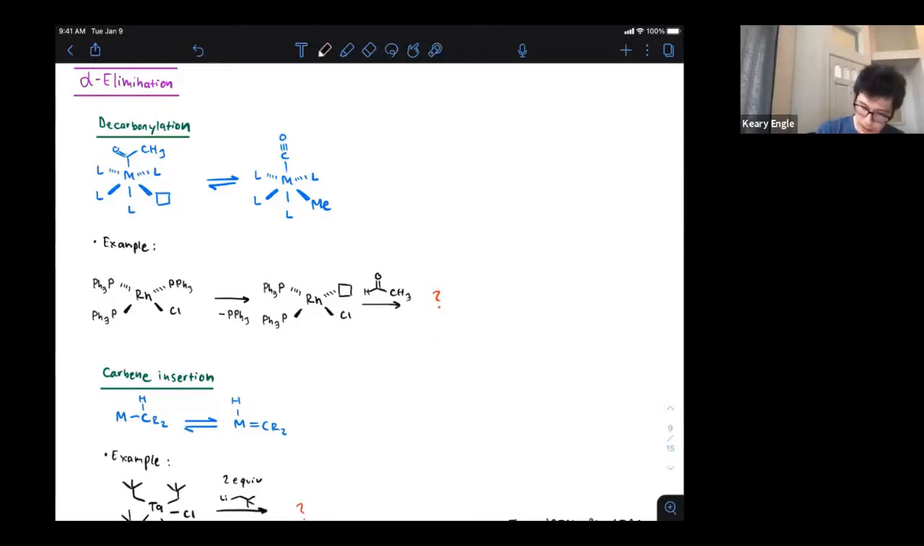And so we can now take this a step further and actually think about a productive reaction, or a reaction that's potentially productive in synthesis. So we'll start out with this complex shown here on the left. Does anyone know the name of this complex?